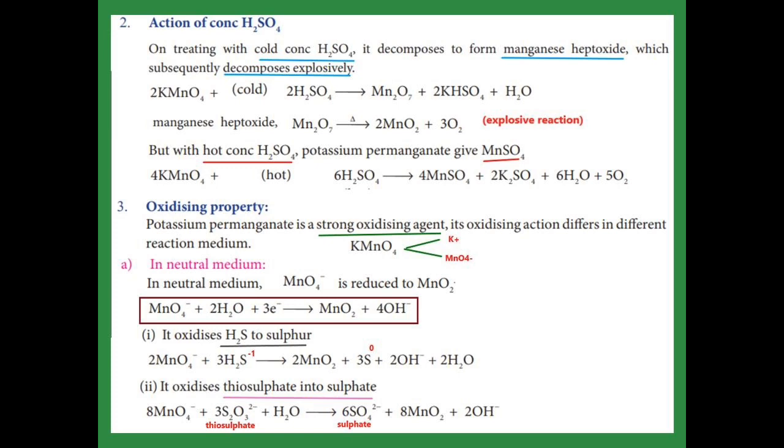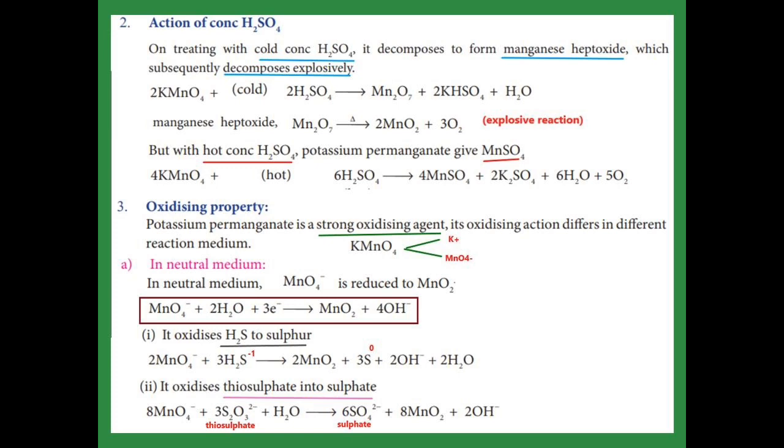Here MnO4- contains 4 oxygens, but MnO2 contains 2 oxygens. That is, 2 oxygens are removed. So removal of oxygen is called reduction. And one more thing, MnO4- gains 3 electrons. So gaining of electrons is also called reduction. Now the main reaction is MnO4- plus 2 moles of water and 3 electrons changes to manganese dioxide and 4 OH-. The OH- and MnO2 are the common products.